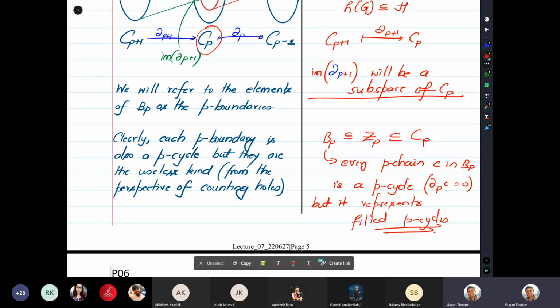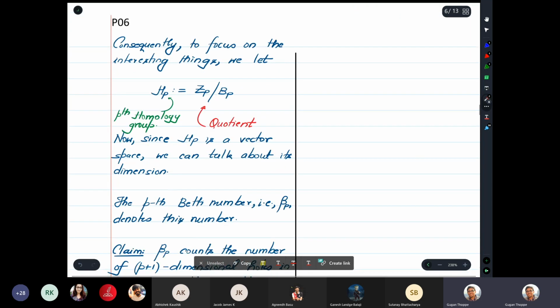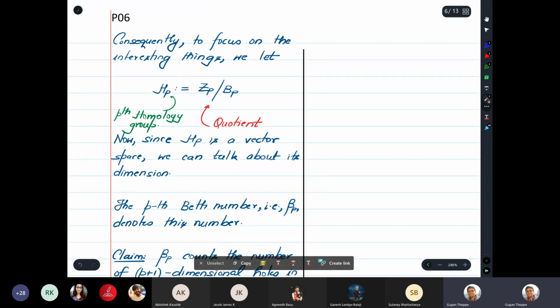That Zp contains this interesting stuff, but also some non-interesting stuff. But the good thing is, the non-interesting stuff can be captured by or represented by the elements in Bp, right? So we want to somehow count the elements in Zp by ignoring the elements in Bp. Is this okay? That's what our goal is. And one way to do this is via this quotient operation, right? So finally, we are there at the pth homology group. So what is the pth homology group? It is the quotient of Zp with Bp, right?